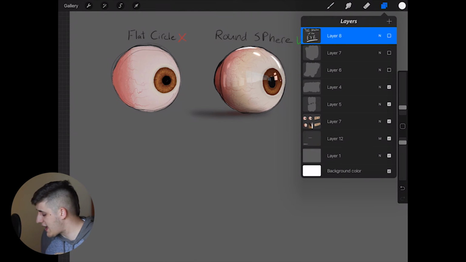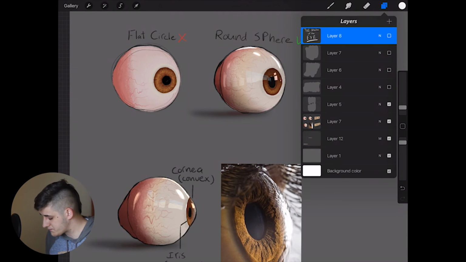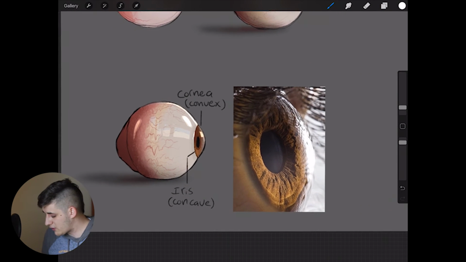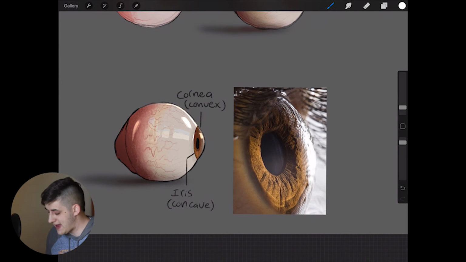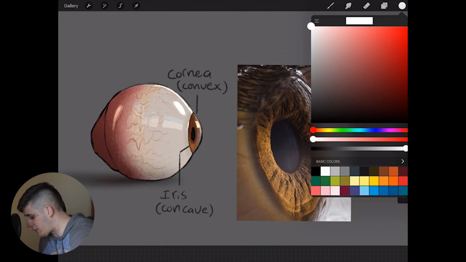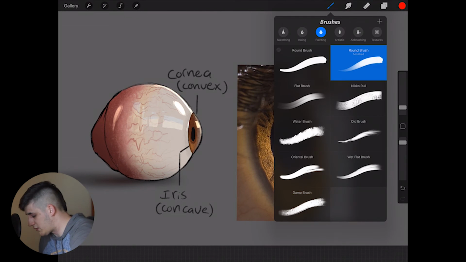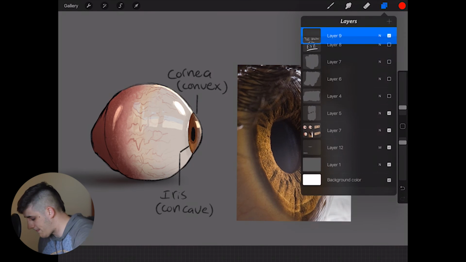An eyeball is not actually just a perfect sphere. There is the cornea on the front of the eyeball, which is actually a convex shape, meaning it bends outward from the shape of the eye. And the iris itself, which is the colored part, is concave, meaning it bends inward or curves inward. You can see here in this picture, if I come over here and I'll circle it really quick so you can see what I'm talking about.